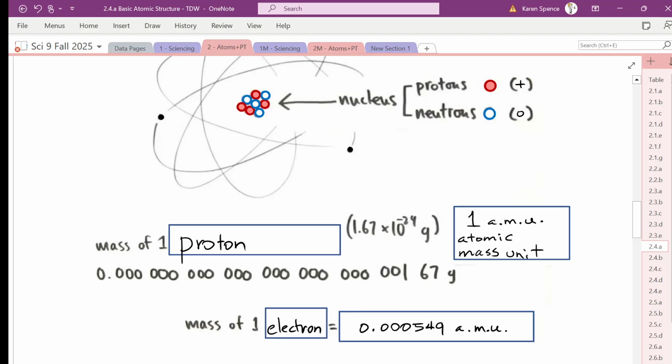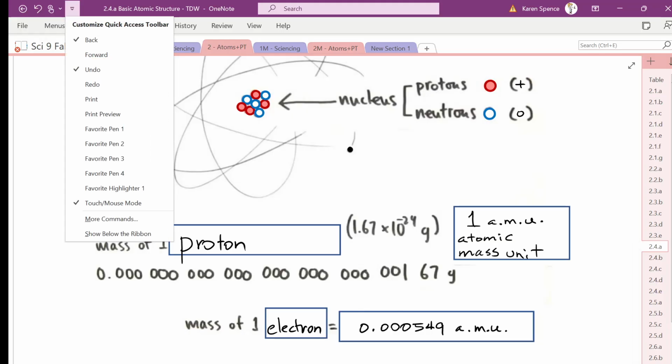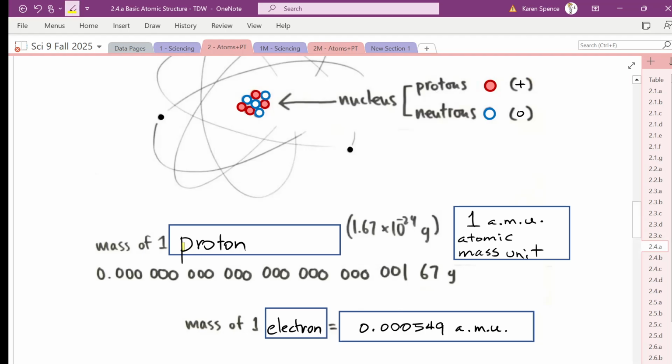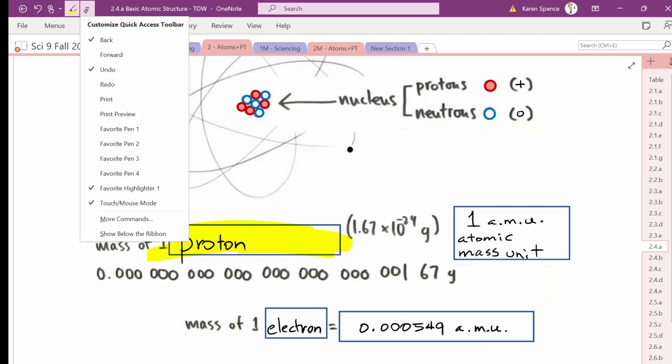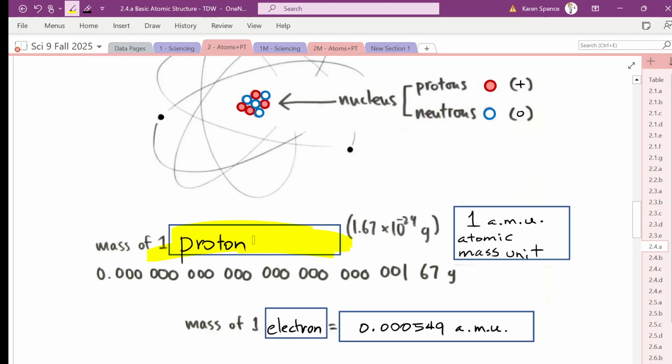And we missed something up here. I missed something up here. The mass of one, what did I miss? Proton or neutron. Okay, they both have the same mass, essentially. Close enough anyway.